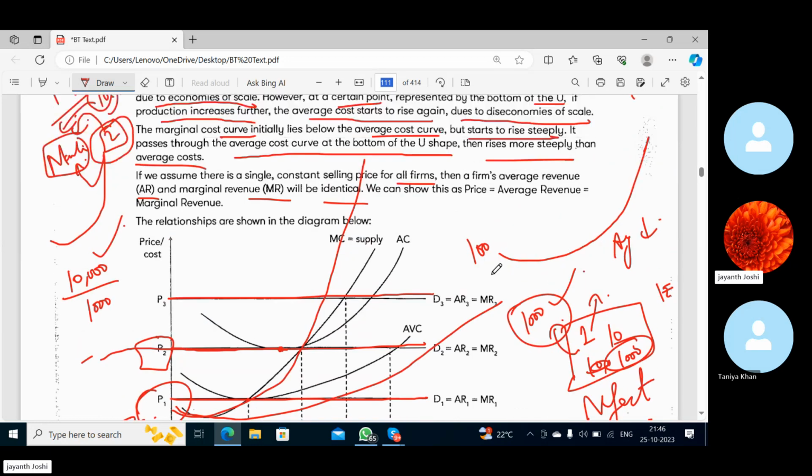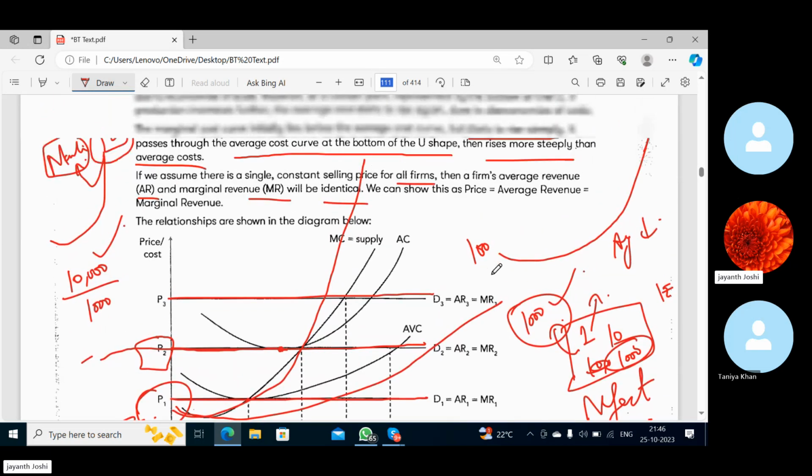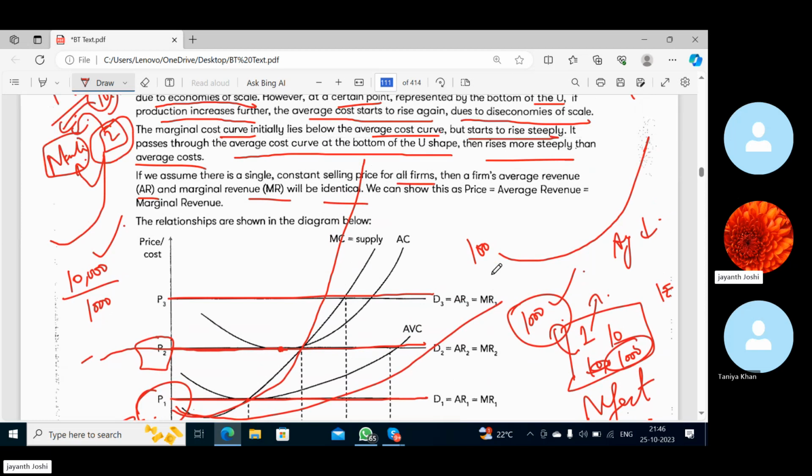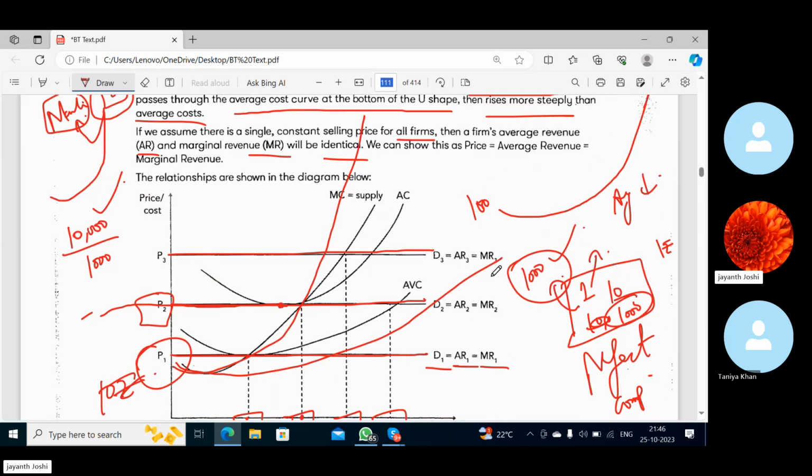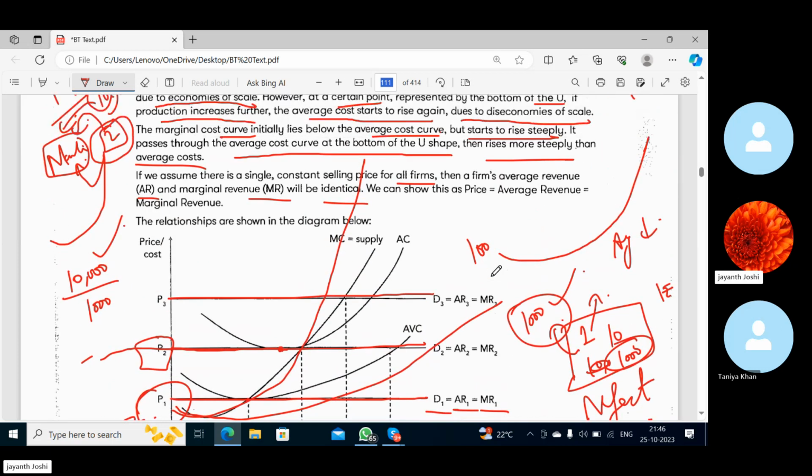So they are saying this price. If we assume a single constant selling price for all firms, that is a feature of perfect competition where all firms are selling the goods at one single price, then a firm's average revenue is equal to demand curve is equal to marginal revenue. Okay, they all are identical.